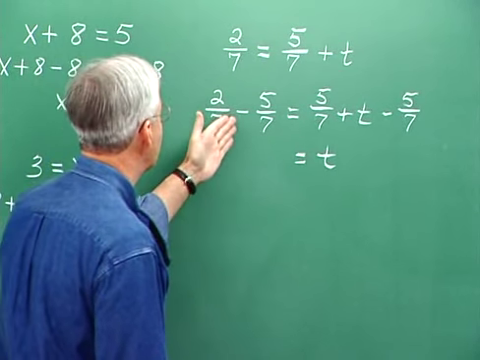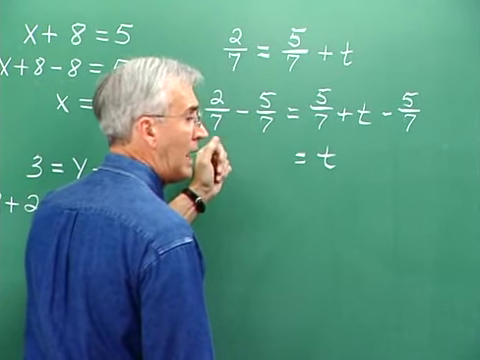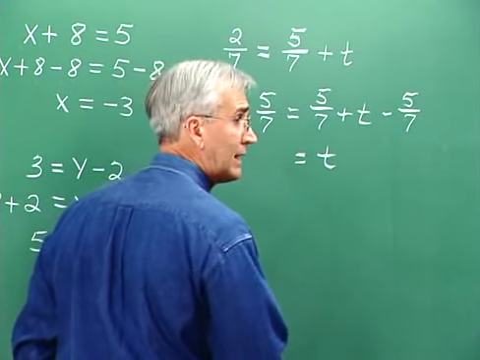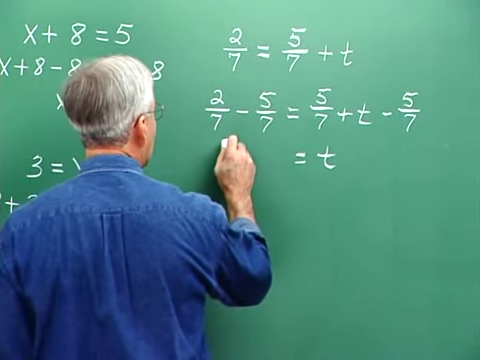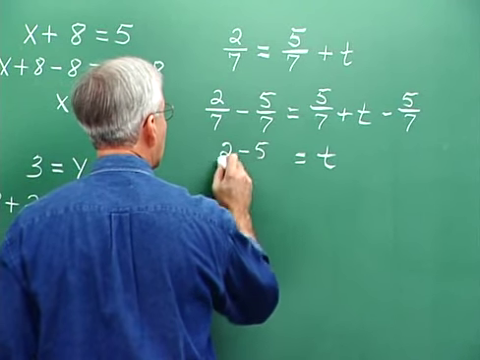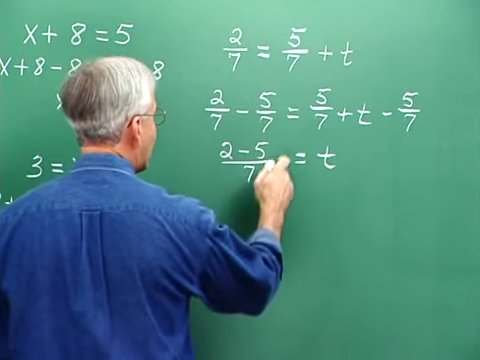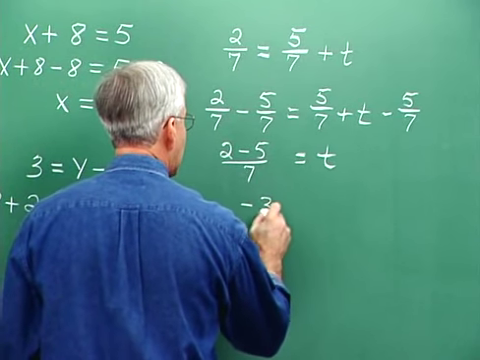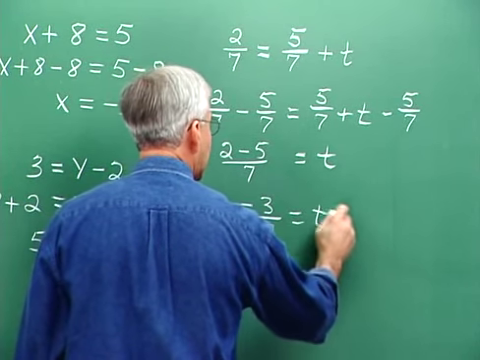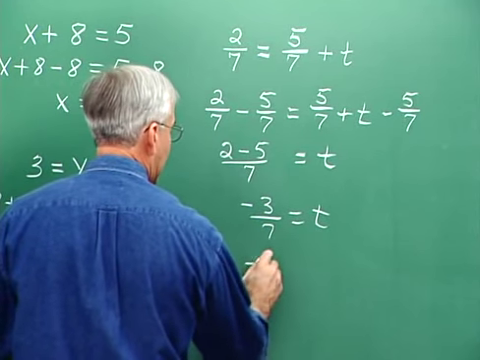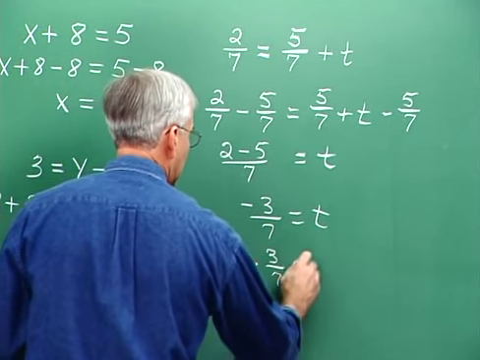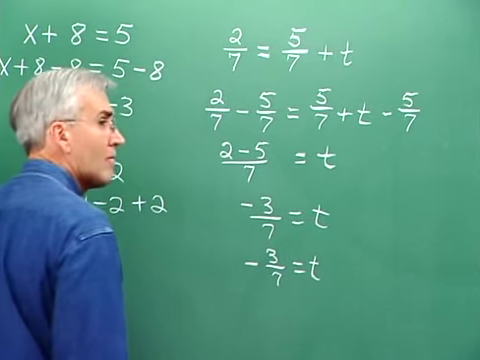We have 2/7 minus 5/7. Now we have common denominators, so we collect the numerators, and here's what's really going on. We have 2 minus 5 over 7, you see, since we have those common denominators. And 2 minus 5 is negative 3, so this is negative 3 over 7 is equal to t, or negative 3/7 is equal to t like this.